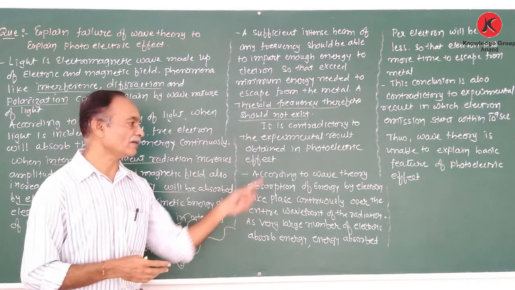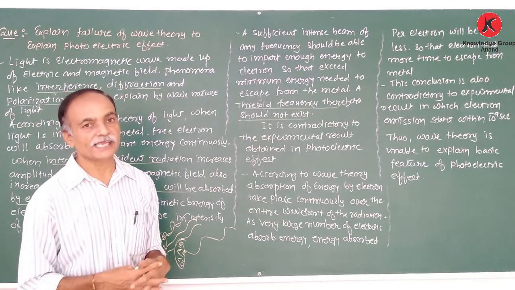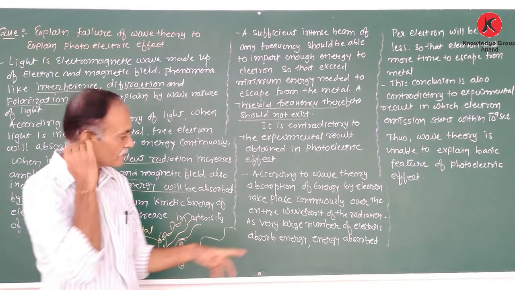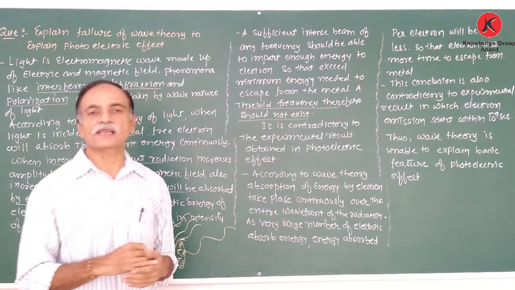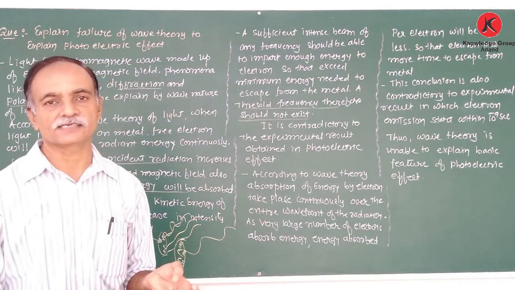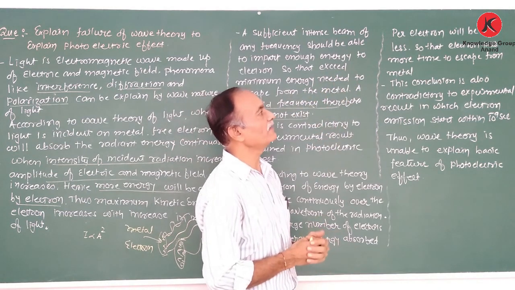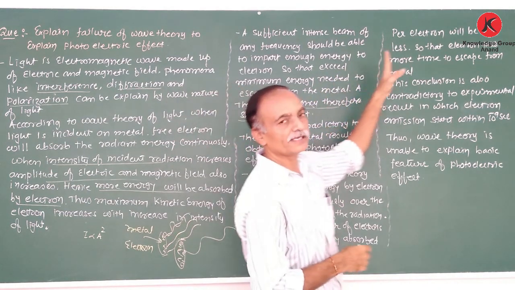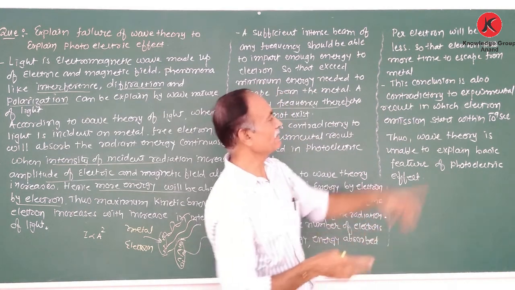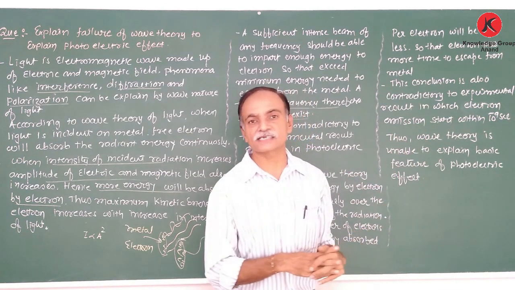Second, according to the wave theory, absorption of energy by electron takes place continuously over the entire wavefront. Right? And at a time, a large number of the electrons on the surface of a metal absorb the energy. Thus, the energy per electron will be very less, so the electron takes more time to escape from the metal. But our experimental result shows that the emission of the electron is instant.